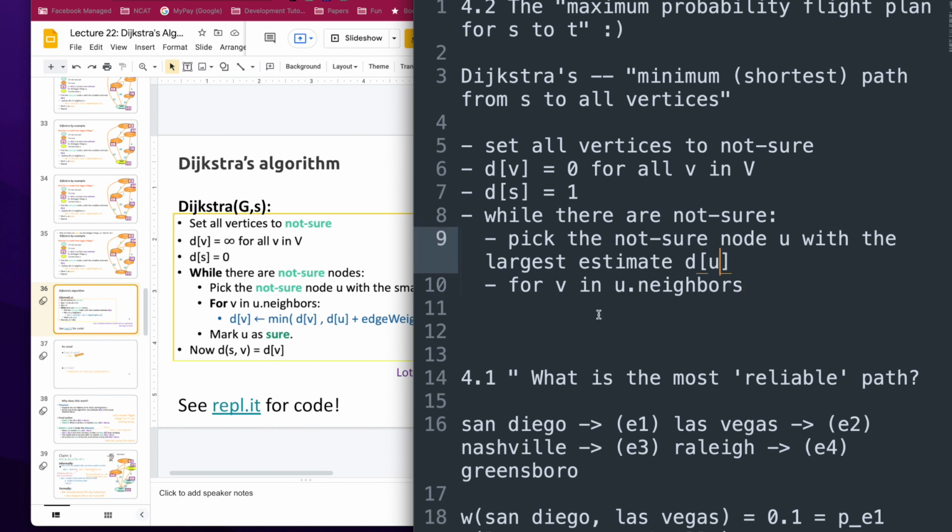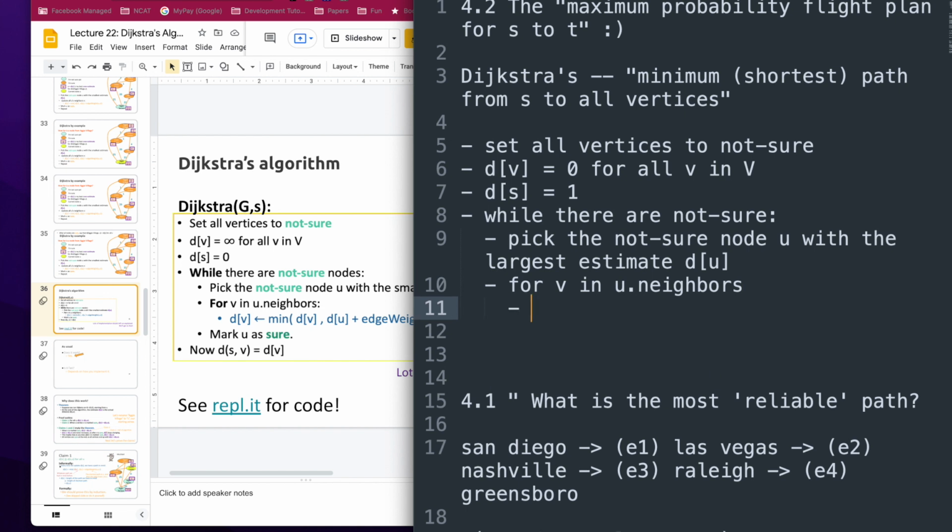Then for v in u.neighbors, so pick the u with the largest estimate. Our update is actually going to be a little bit different, because again, dv is no longer an overestimate of the shortest path. It is now an underestimate of the most reliable path. So for each of our neighbors, we're going to update dv to be the maximum instead of the minimum, because we started with an underestimate and we're trying to get closer and closer to the real value.